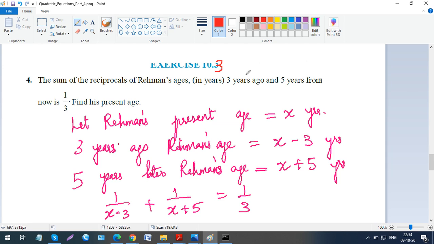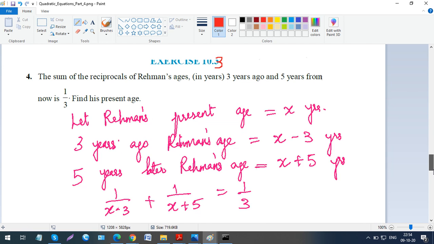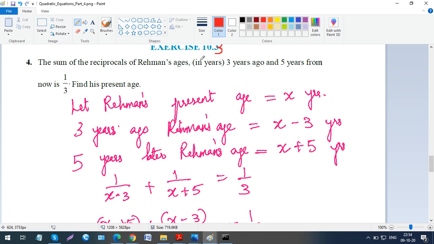Okay, so the sum of reciprocals of Rahman's age in years 3 years ago and 5 years from now is 1 by 3. Find his present age. So they are saying find his present age. So what will we do? We will say that let Rahman's present age be x years.